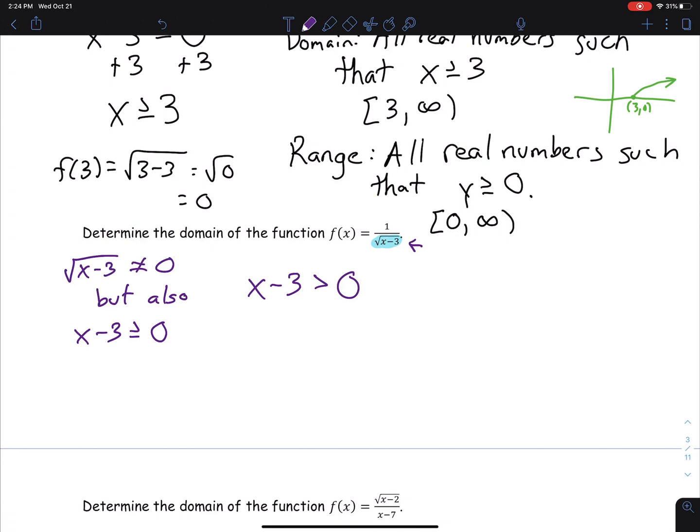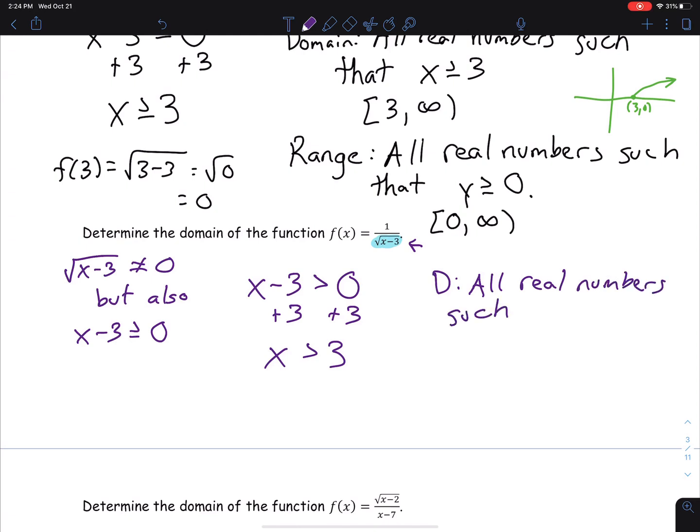So when you solve for it from here, you add 3 on both sides, you get x is greater than 3, and we're just finding the domain here. So that's the domain. Domain is all real numbers such that x is greater than 3. Or you could say from 3 to infinity.